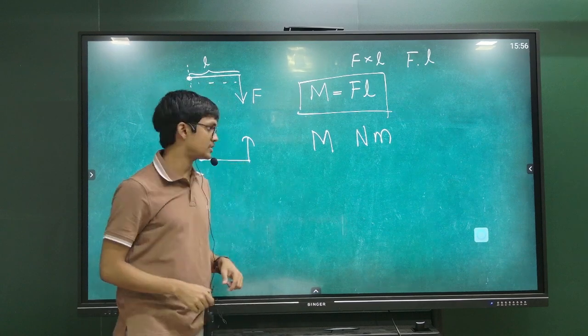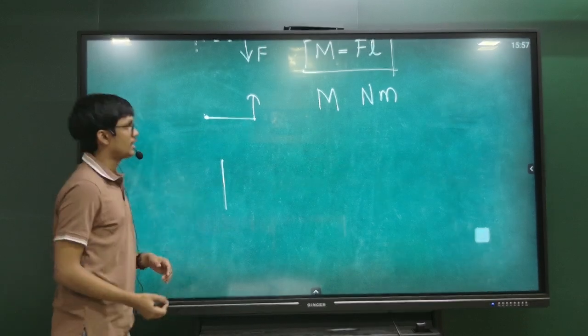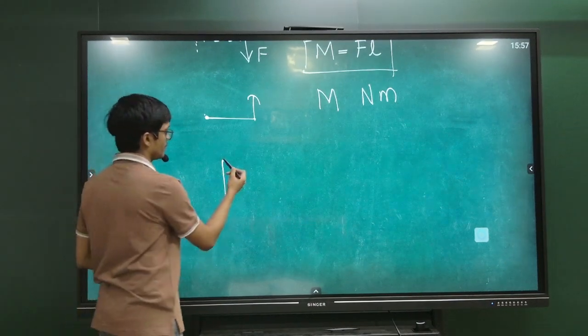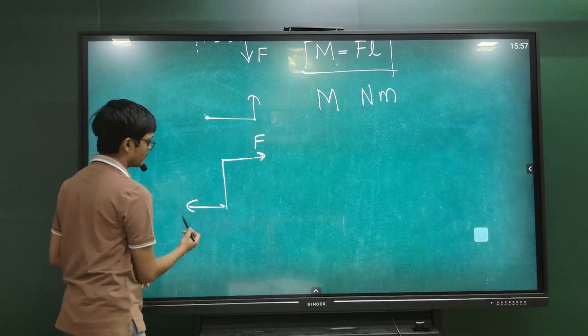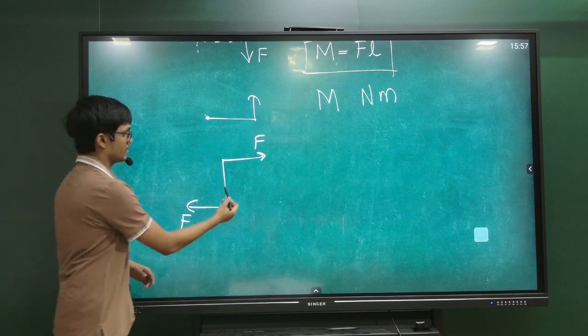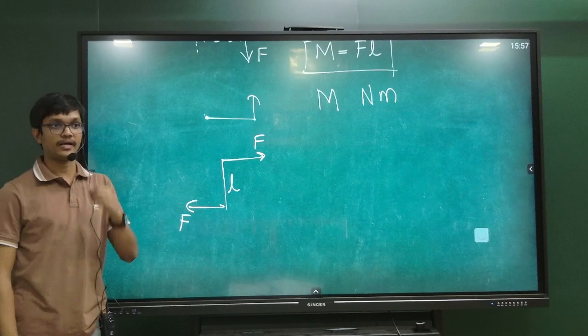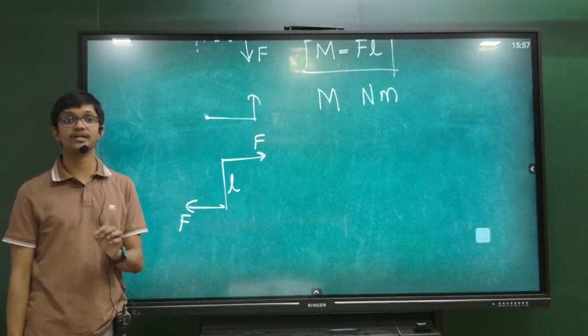So in certain situations, instead of applying one force, you apply two forces on the system. Then again it can rotate and you don't need to connect it anywhere. Clear?